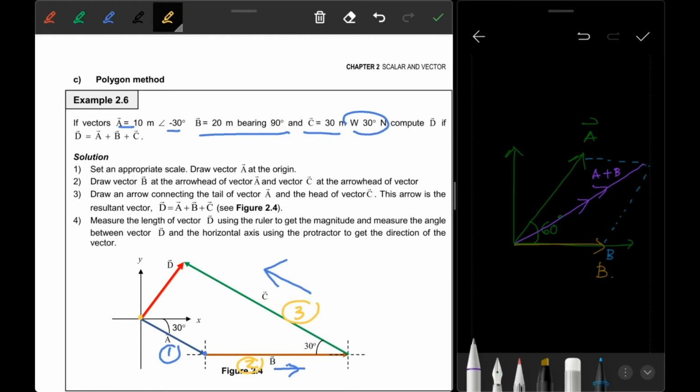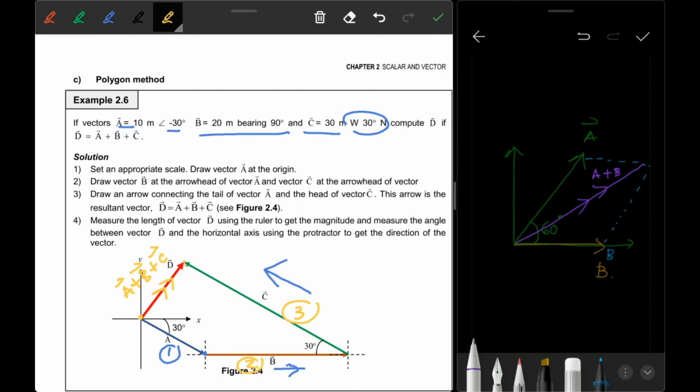Okay, you make a straight line from the tail of the first vector to the head of the last vector, vector number 3, or third vector. So here will be the resultant vector. So this one will be A plus B plus C. Okay, A plus B plus C. That means this is the resultant.